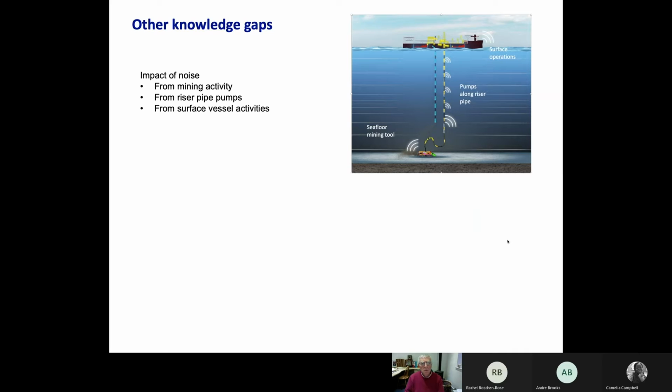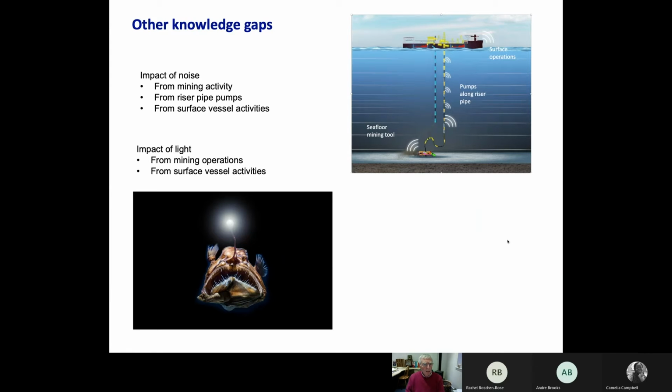Other knowledge gaps include the impact of noise, and this could be from the mining vehicle itself, from pumps along the riser pipe, which will probably occur about every kilometre, and particularly one at about 1 kilometre water depth where it could occur in the SOFAR layer, which is a long distance communication channel for whales, and from the surface operations itself, because the ship could actually be very noisy and located in one position for a very long time. Impacts of light could also be considered.